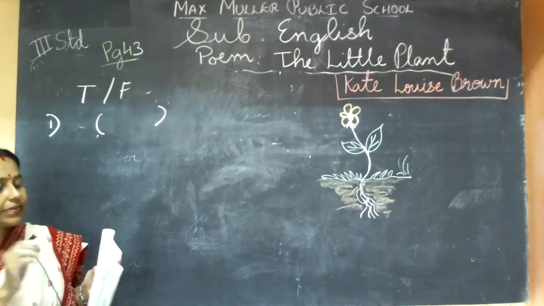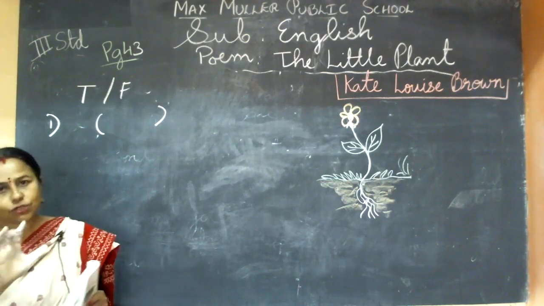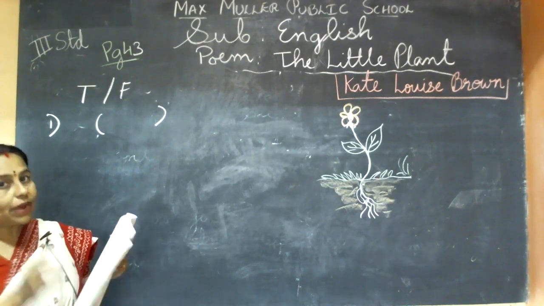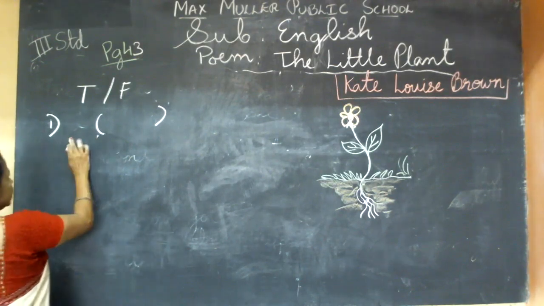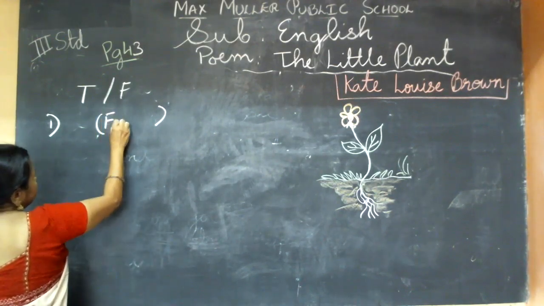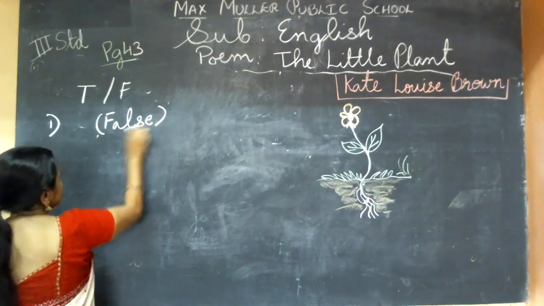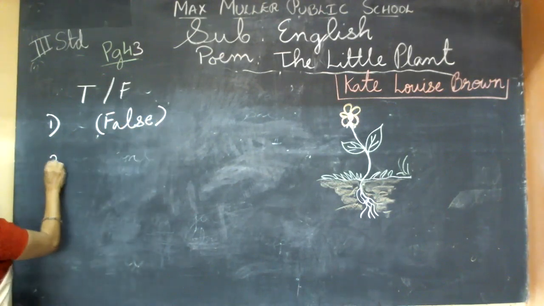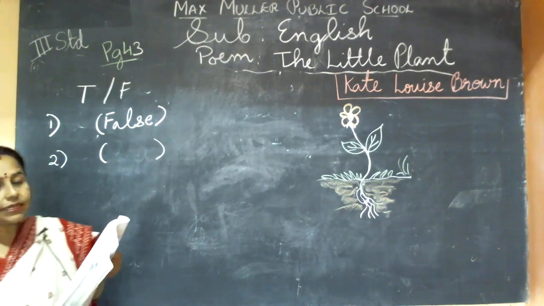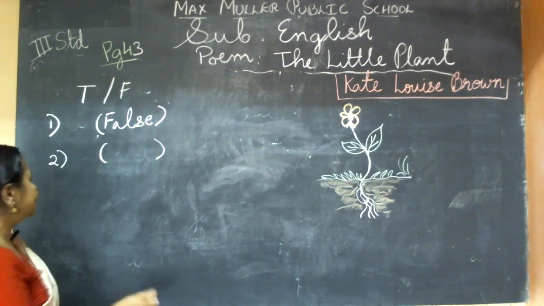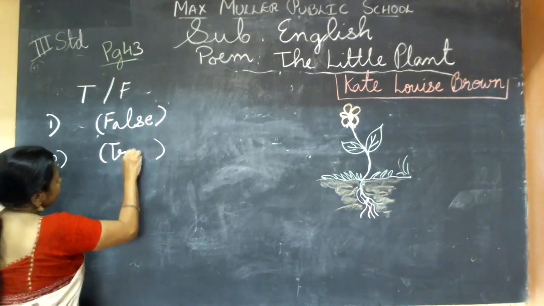No, children, the plant is asleep in the seed, not the soil. The seed is inside the soil, but the plant is sleeping in the seed. So the sentence is wrong. The first one is wrong. Write false as the first answer. Next, the seed is in the soil. Yes, the seed is inside the soil. True. The second one is true.